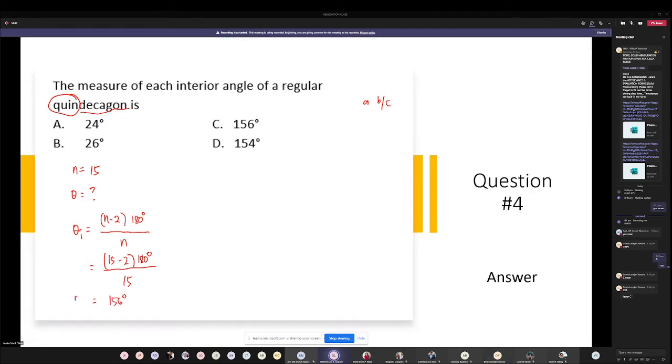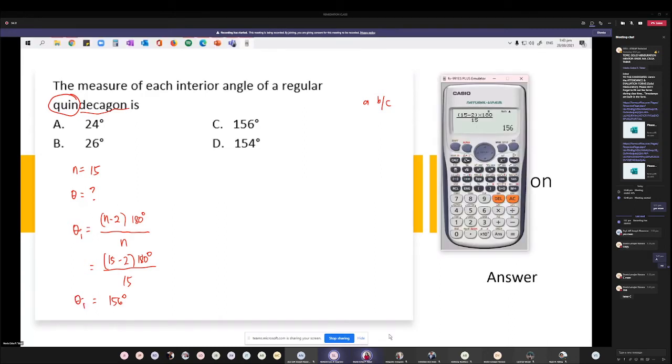degrees. So if you don't have that fraction button, and what you have is just a regular or ordinary calculator without parentheses and all, then you need to really make use of your arithmetic. That means you need to subtract 2 from 15 first. So you can have 15 minus 2, then times 180, then press the equal sign, then division, divided by 15, and press the equal sign again.